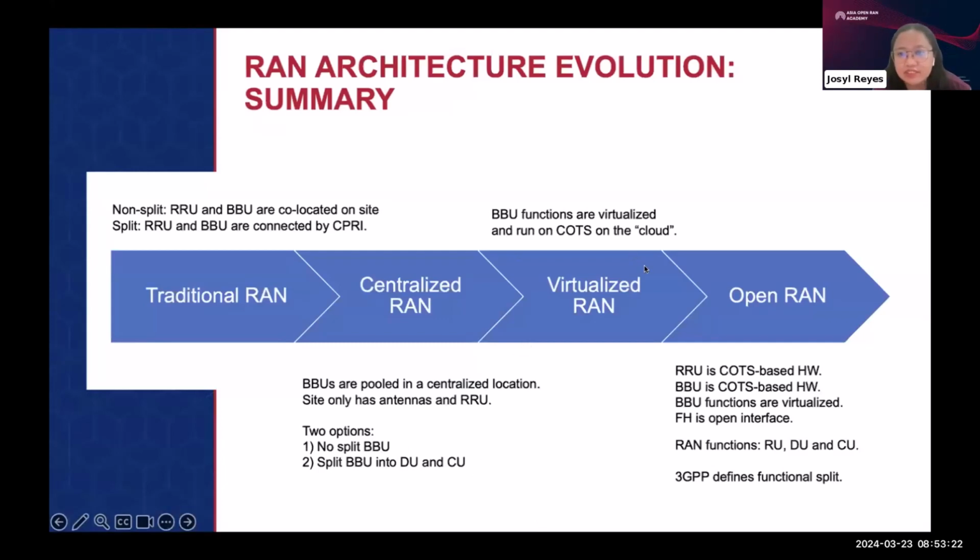And then the virtualized RAN, they're running on cloud, not really the cloud, but maybe on the central office. And then later we have the Open RAN. In this case, the hardware are COTS based, commercial off the shelf, like the RU, the BBU, and the functions may not be virtualized. And the front haul, again, the front haul connects the baseband unit and the remote radio unit. And this is also an open interface. Okay, so other details we'll cover a bit later.